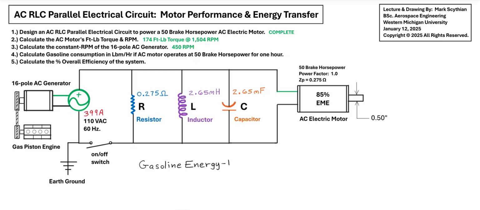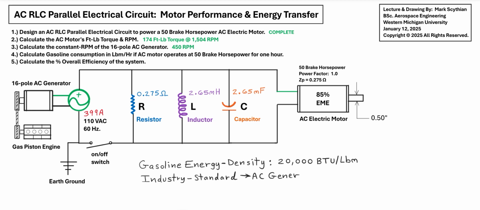Alright, so now number 4, calculate the gasoline consumption in pounds per hour if the AC motor operates at 50 brake horsepower for 1 hour. So we need to know the energy density of gasoline, which is 20,000 BTUs per pound. The industry standard for AC generator efficiency is between 80% to 95% generator efficiency. So we'll take the average value of 87.5% AC generator efficiency, the average industrial standard.